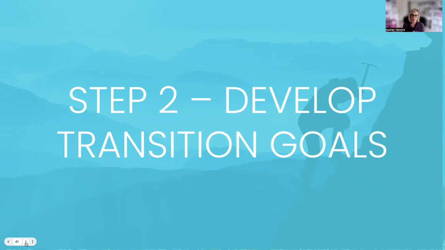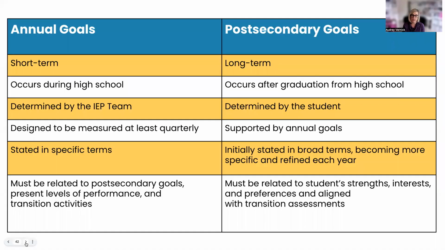There are two types of goals at transition age. There are measurable post-secondary goals in education, employment, and independent living. These are statements of what the student will do after graduation, not what they will achieve while they're still in high school. And then annual goals, which focus on the skills that will allow the student to meet their identified post-secondary goals. Very important. So post-secondary goals are not to be confused with the annual IEP goals.